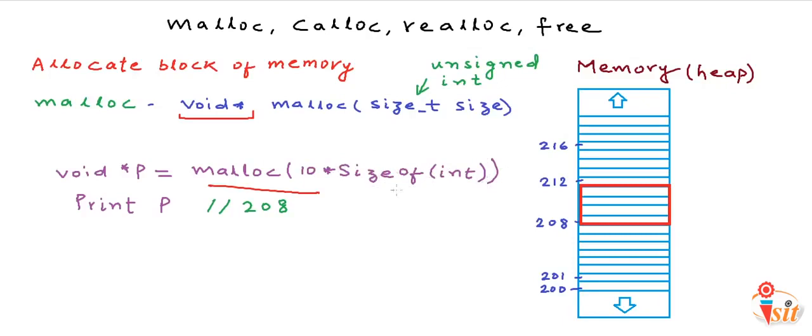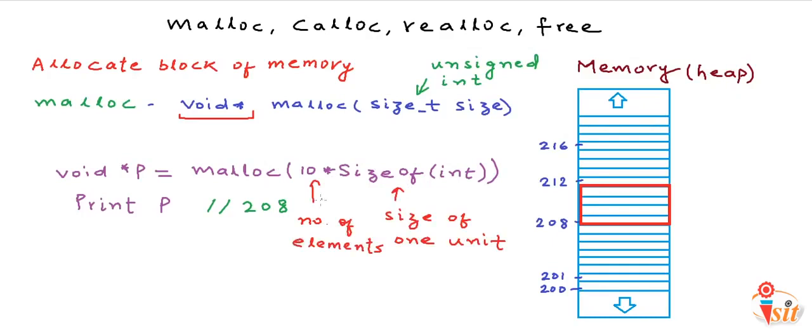Integer is a primitive data type. Sometimes you may know that the size of an integer is 4 bytes, so I can write something like 10 into 4 here, but it's not a good practice to do so. The size of a variable depends upon the compiler, and we would also be using malloc to allocate memory for complex data types. So we must use malloc like this. The total number of bytes should be written as the number of elements into the size of 1 unit of the data.